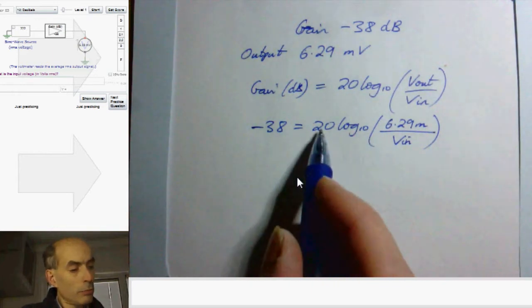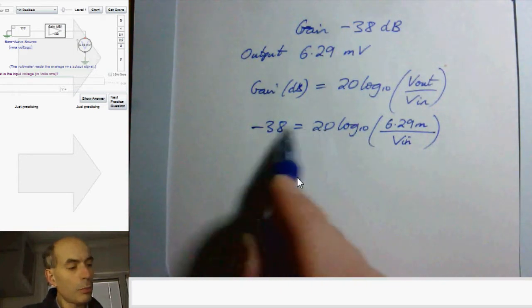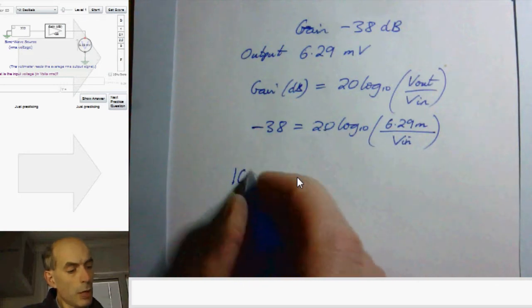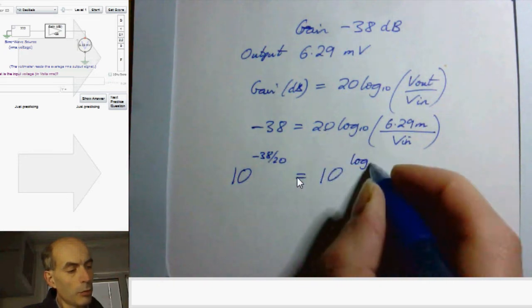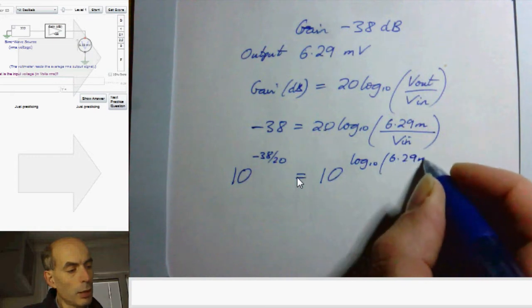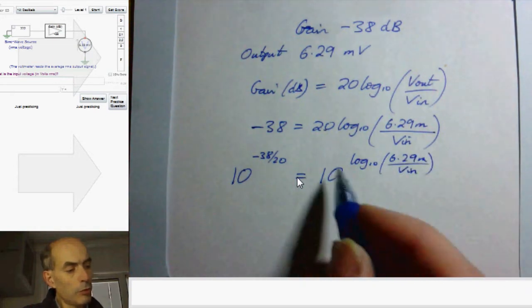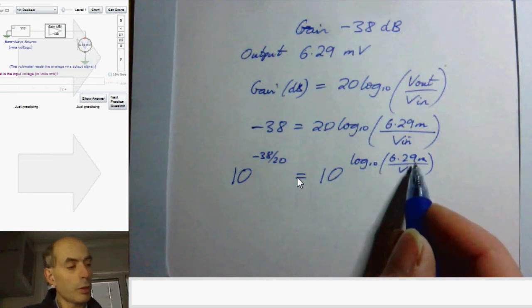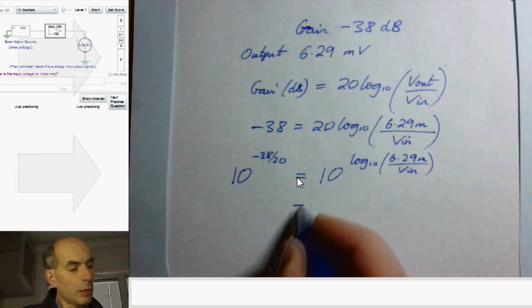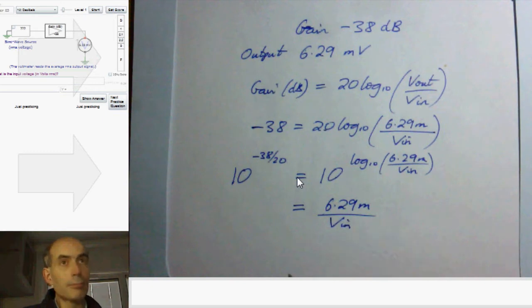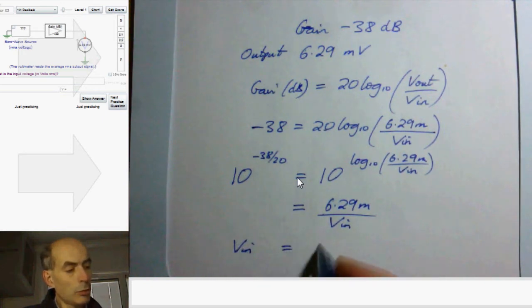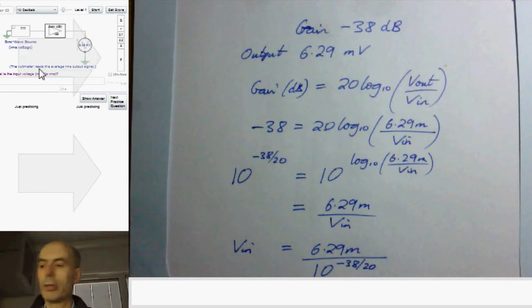To solve this, divide both sides by 20 and take 10 to the power of both sides. That would give me 10 to the power of minus 38 over 20 equals 10 to the power of log 10 of 6.29 milli divided by V in. And since 10 to the power of log 10 of something is just equal to the thing, by properties of logarithms, that's just 6.29 milli divided by V in. And therefore, V in equals 6.29 milli divided by 10 to the power of minus 38 over 20, and that should get us our correct answer.